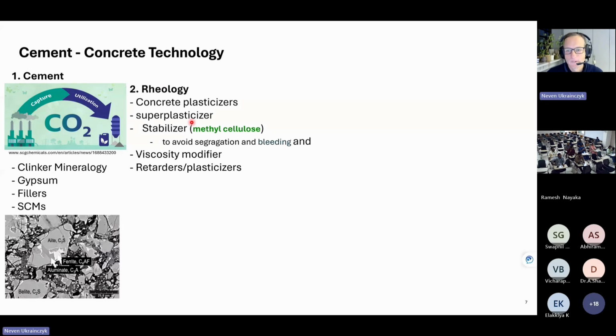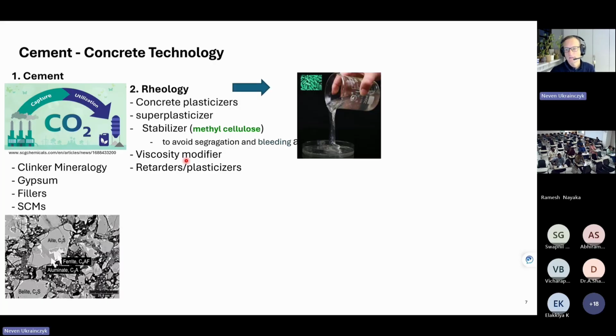Here you also have a lot of additives, of course plasticizers. I will not go that deep into it. A few slides later I will show just a crash course on rheology, but I will focus more on the cement paste. I will also say a little bit about concrete and aggregates, and how they affect rheology.